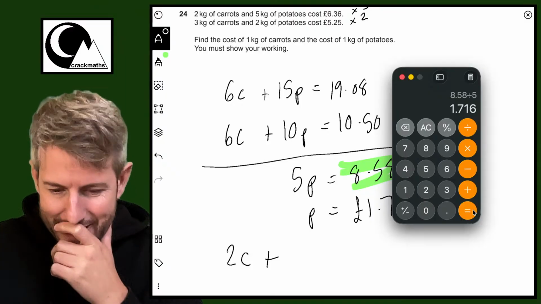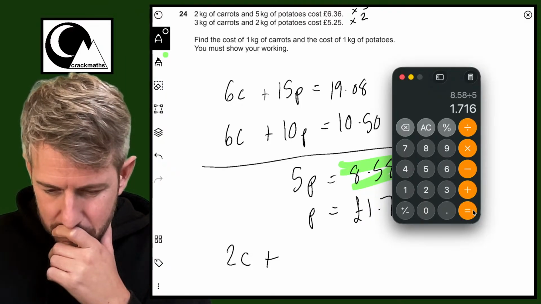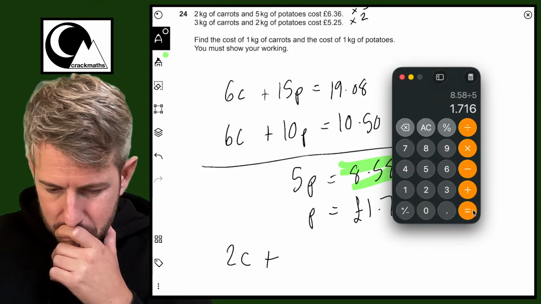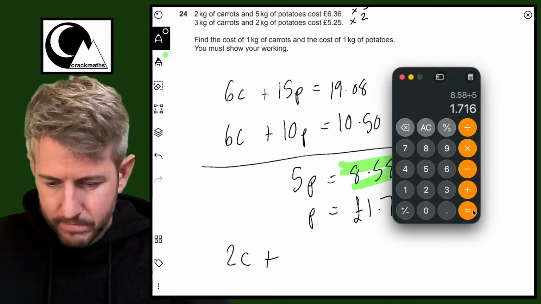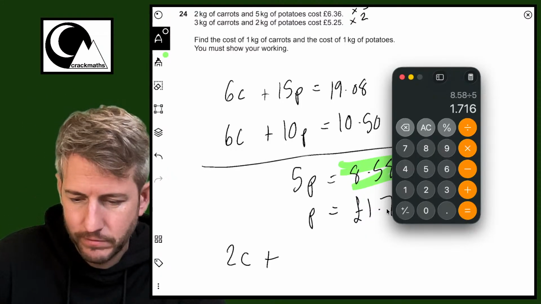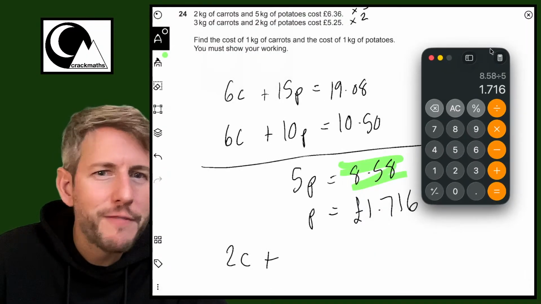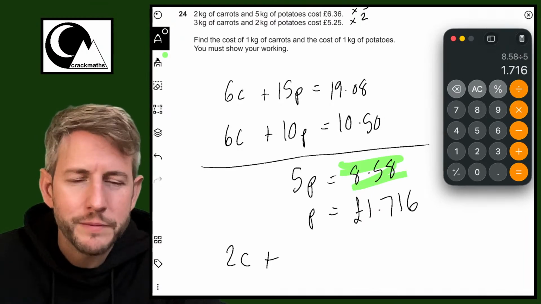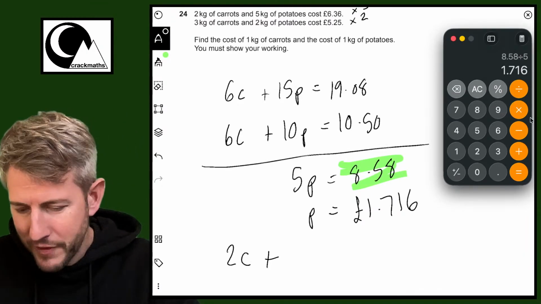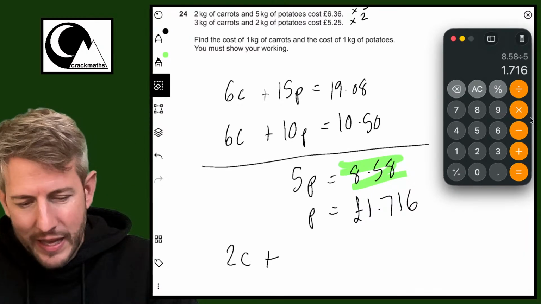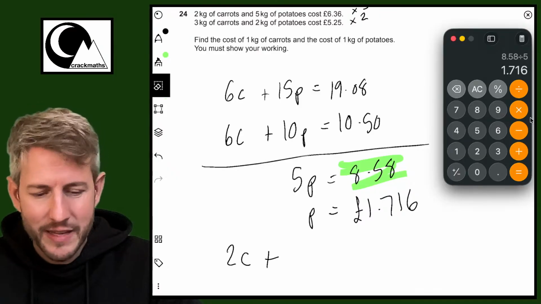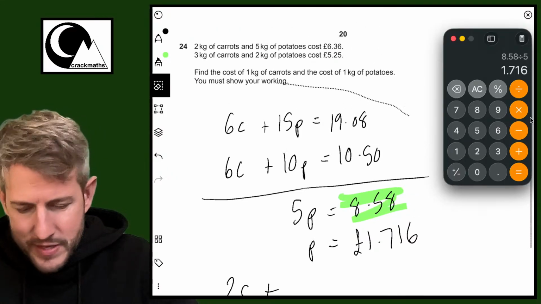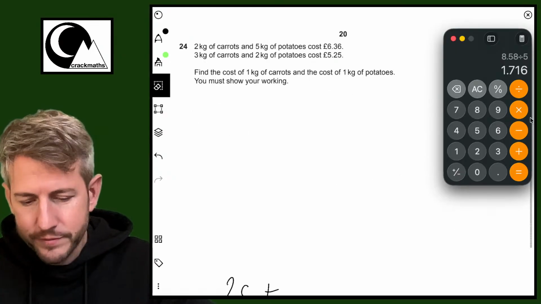Where have I slipped up? That is very confusing. Right, 1 second. I'm going to need to start again with this because I don't know where I've gone wrong, and I'll never get it back. So let's do this again and see where we go.